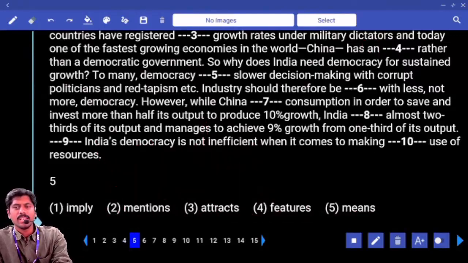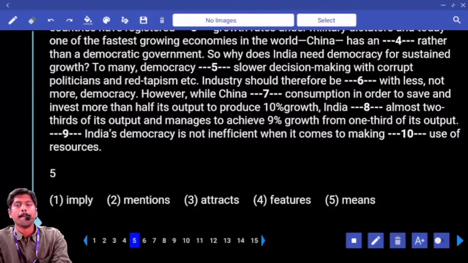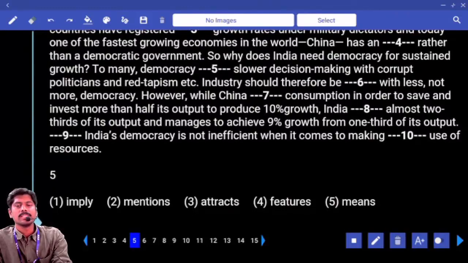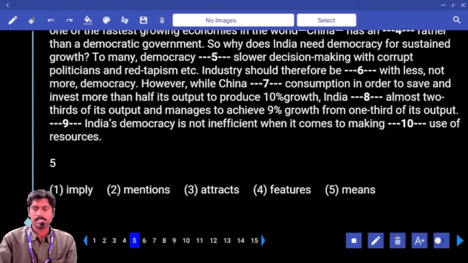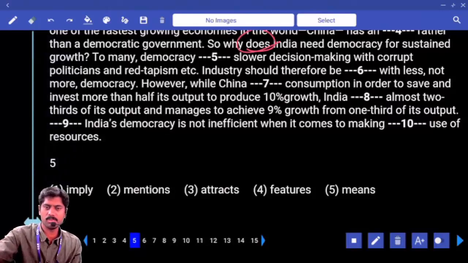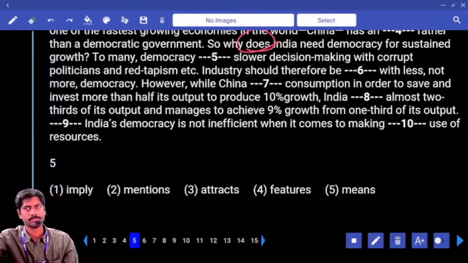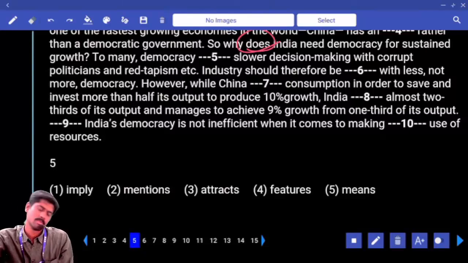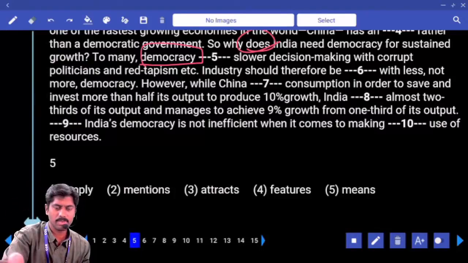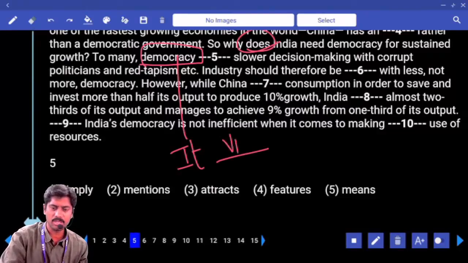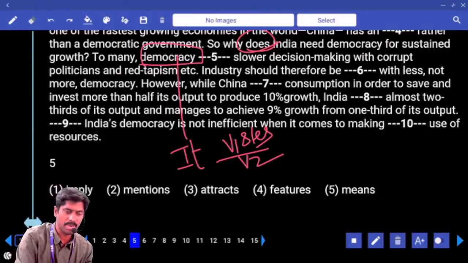So why does India need democracy? So why does India need democracy for sustained growth? To many, democracy dash. See, above the blank, is does in the present or past? Does, present or past? Now if I'm taking democracy, democracy is a singular noun. If democracy is a singular noun, it means it. After it, a blank is given. I need V1, or V2. But if you look at the options, imply, V1. Imply means indicate.